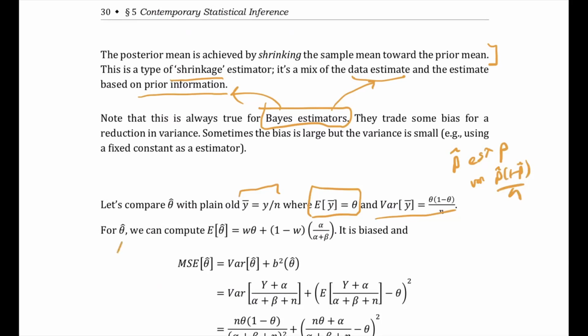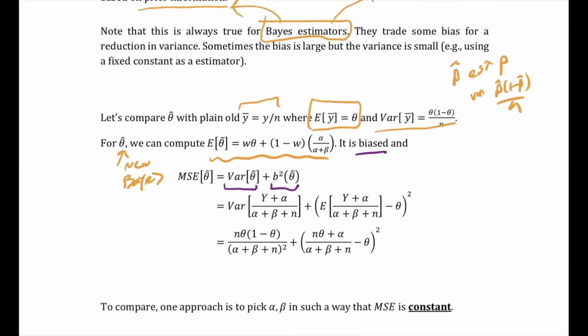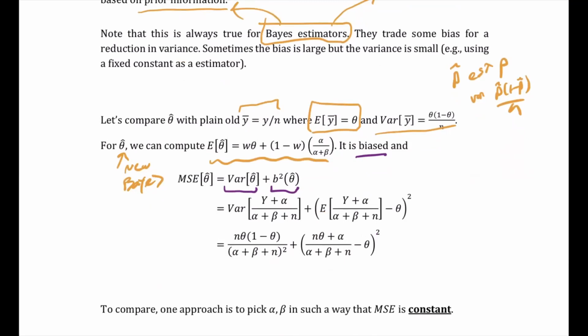And then for our fancy new estimator, this is the new one. This is the Bayes estimator. I'm going to use this thing. And so it's biased, and its mean square error is variance plus the bias squared. And so all I'm going to do is plug in these formulas, and then I can go right to Wikipedia and calculate them. And here they are. That's the variance plus the bias squared.